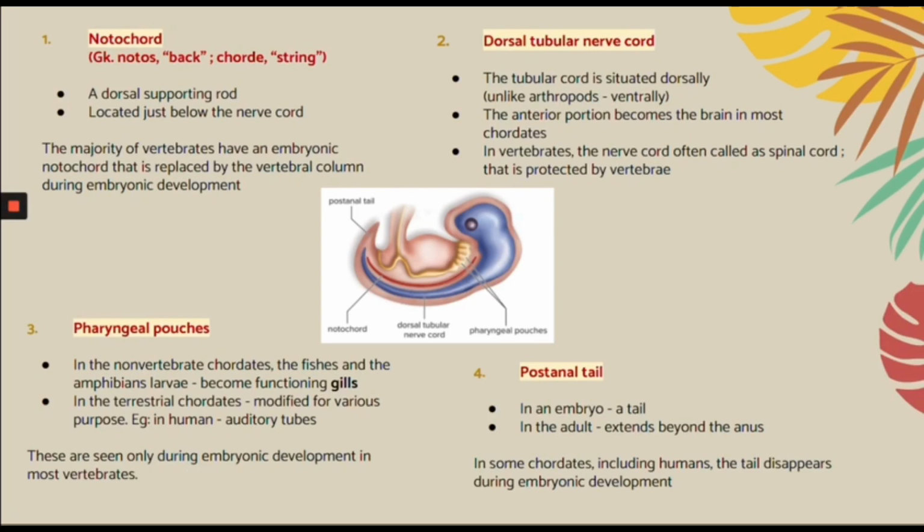The last basic characteristic of a chordate is the postanal tail. In an embryo, it is a tail, but in an adult, it will extend beyond the anus. In some chordates, including humans, the tail disappears during embryonic development.